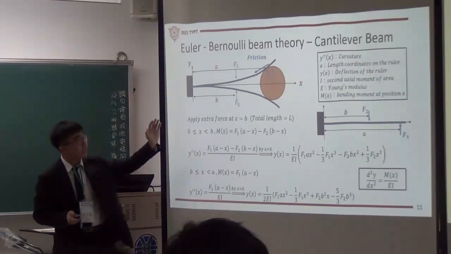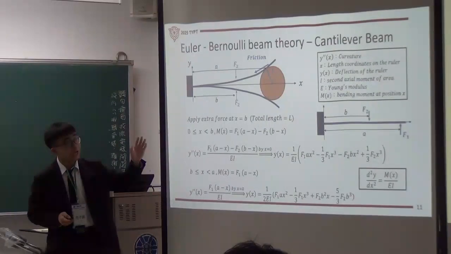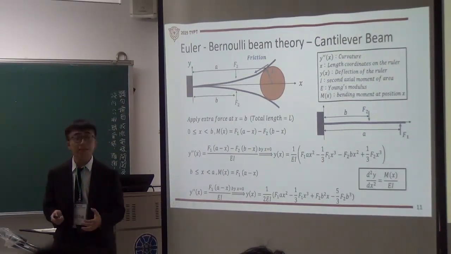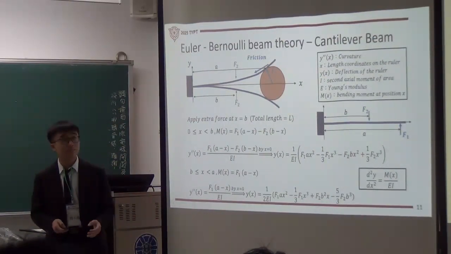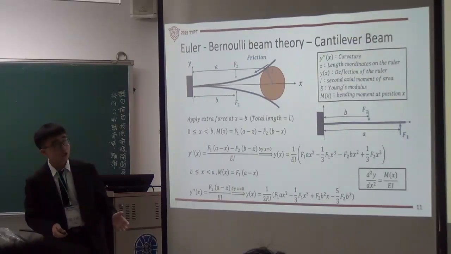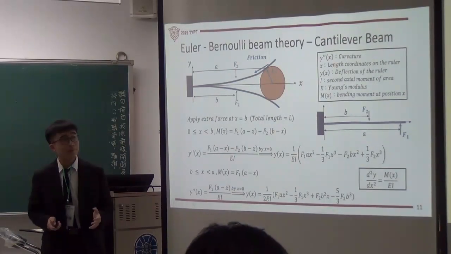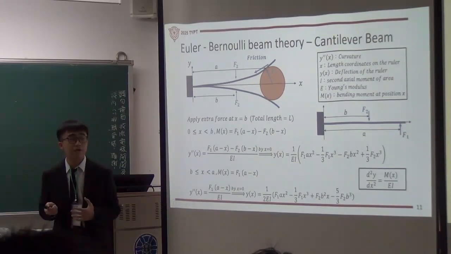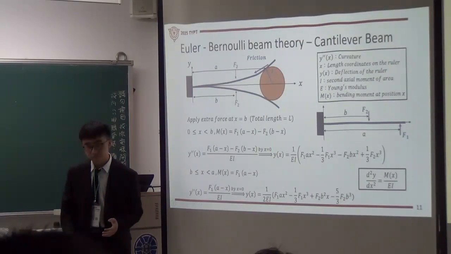When X is between the fixed point and the striking position, it will be affected by the additional force exerted on the surface of the rulers, and also the normal force provided by the ball. When X is between the striking position and the edge of the rulers, it will only be affected by the normal force provided by the ball. About the curvature, we can derive from that formula, which is the bending moment divided by Young's modulus and the second moment of area. And after integration, we can get the deflection of the beam.